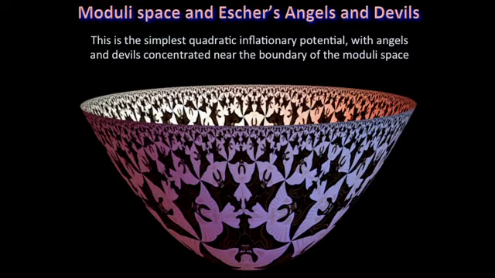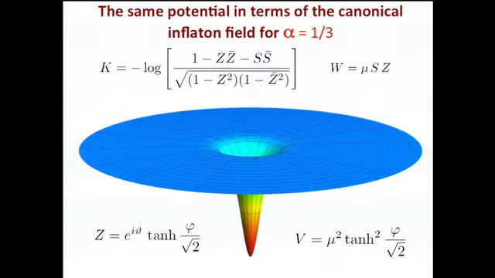So in these variables, and I was specifically running Mathematica projecting Escher's picture into my m squared phi squared potential, to make it clear that most angels and devils live at this place here near the top. And then if you go to canonical variables, that's what you get. So what was the boundary becomes, in fact, infinite de Sitter plateau, and that is the potential here. And it becomes absolutely clear that inflation is practically inevitable here.